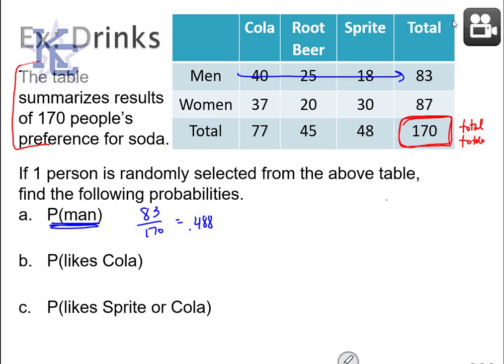Same thing for cola. It just has one category, so who likes cola? 77 people out of 170. When you type that in and divide it, you get 0.453.